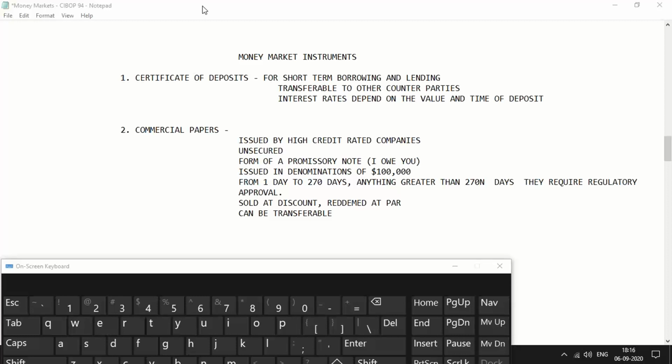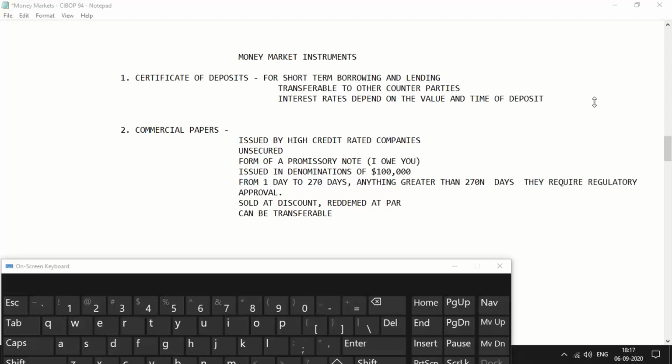Issued by high credit rated companies, they are unsecured. Now, why are they unsecured? Because of the previous point: they're issued by high credit rated companies. Would a high credit rated company necessarily default within, let's say, a day or 2 days? What do you guys think? Okay, so we have Crystal in India. A high credit rated company will not default in a single day. It's very, very difficult for that to happen. So that's why it's unsecured.